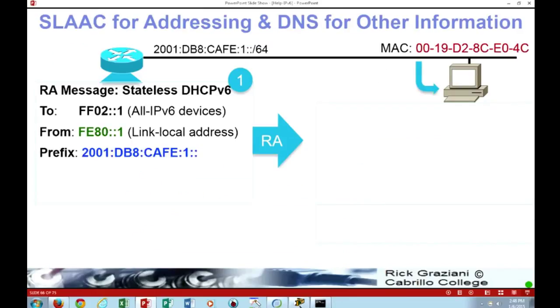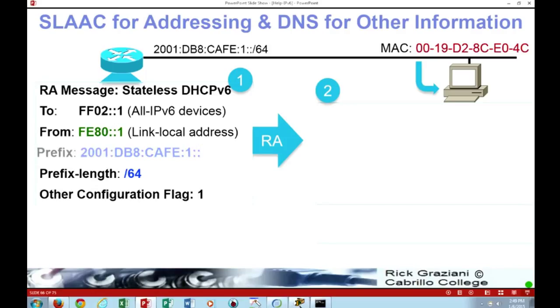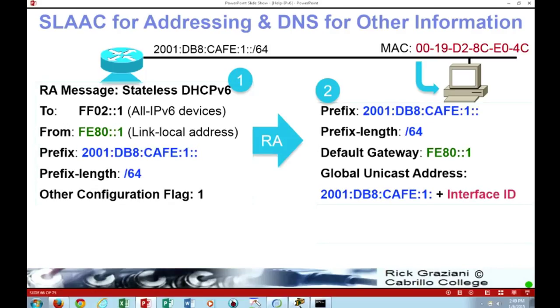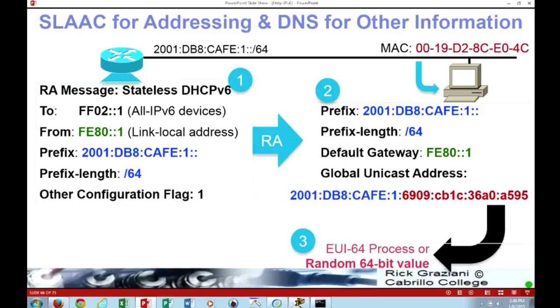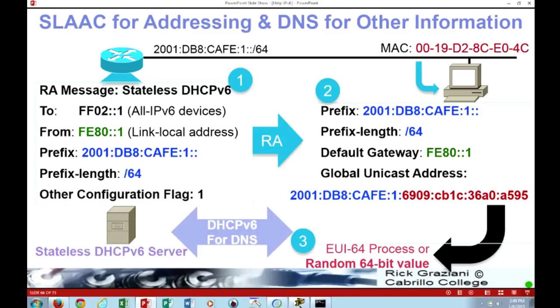So here's the difference. Everything's the same except this. The other configuration flag is set to 1 in the router advertisement. The host does the same thing, creates, uses the privacy extension. So none of this changed. Here's the only difference. When it's done creating its address, it says, oh, other configuration flag. There's other information out there from a stateless DHCPv6 server. Okay, that means I need to talk to a stateless DHCPv6 server, and the server will give me my DNS address and my domain name. That's still stateless. Nobody's maintaining the state.